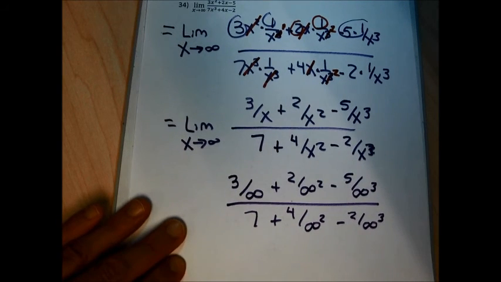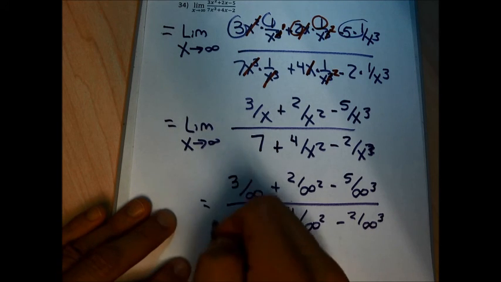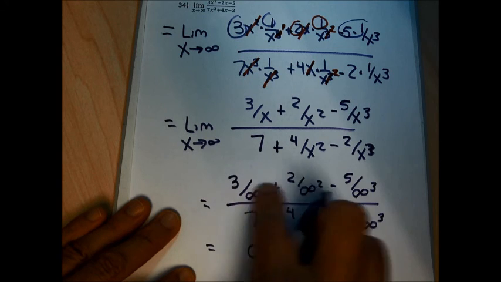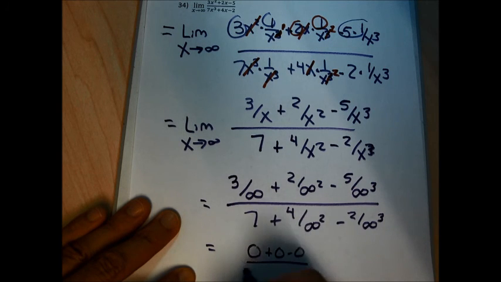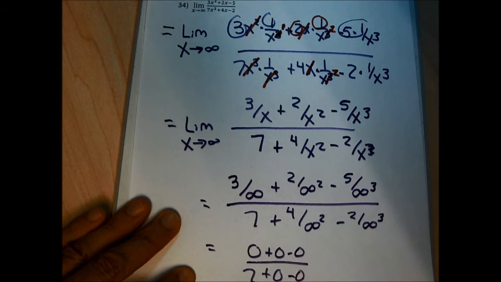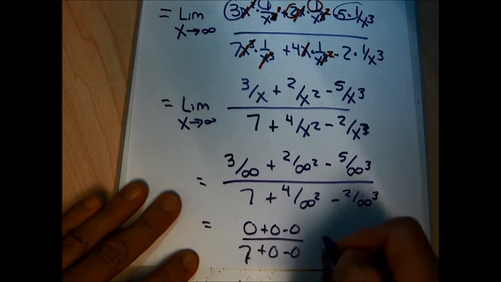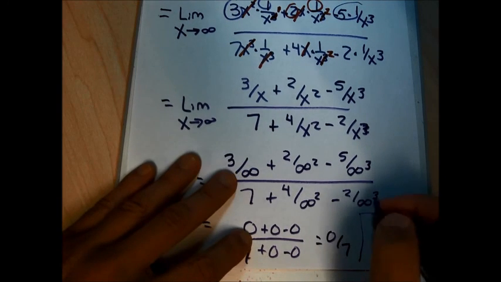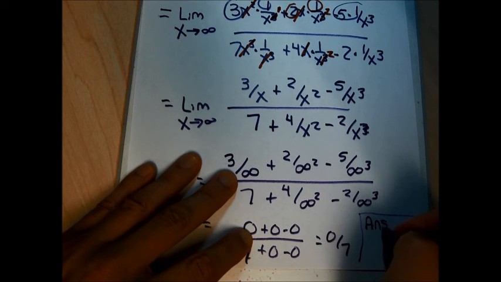All the pieces with infinities in the denominator are zeros, so this is going to be 0 plus 0 minus 0 for the numerator over 7 plus 0 minus 0, which is 0 over 7. And when a fraction has a 0 in the numerator, when I'm finding a limit at infinity, the limit is 0.